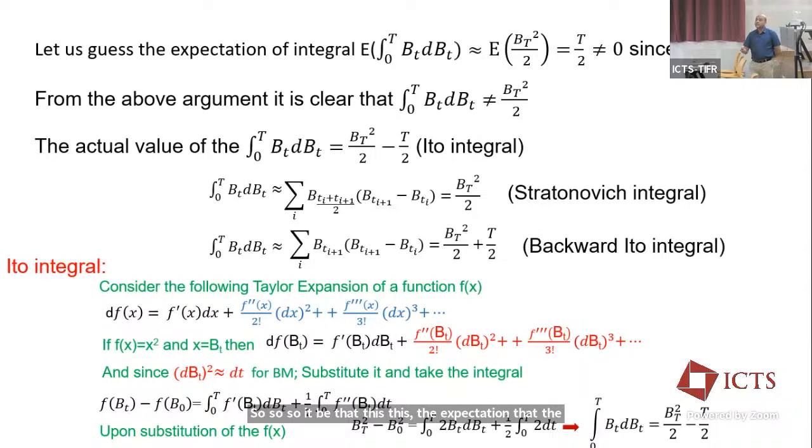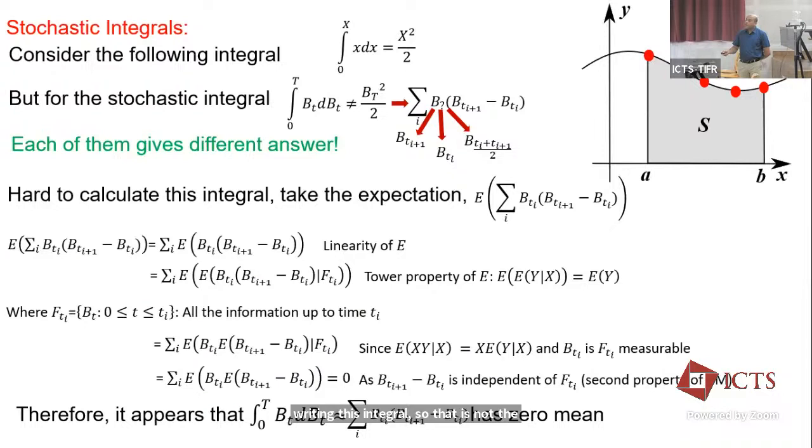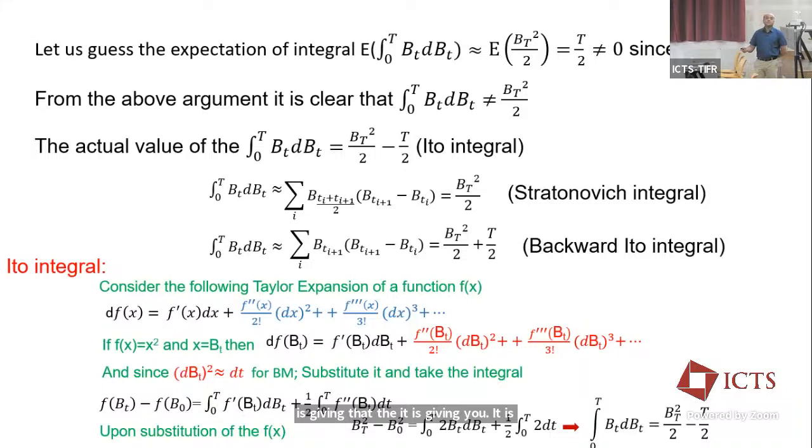Because in the previous case, the way we did this calculation, the mean of that integral was 0. But in this case, it is giving you this kind of quantity, T by 2. So certainly, this is not the correct way of doing this kind of integral.